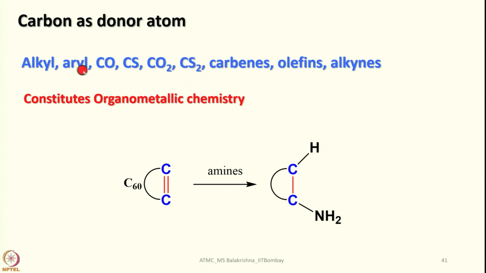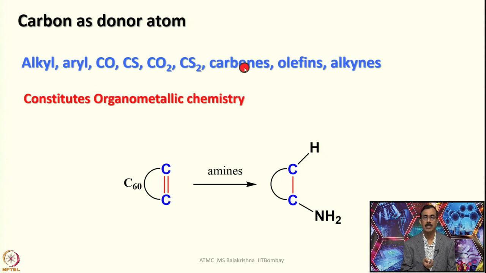And as I mentioned, a systematic study of all these ligands and more constitutes what we call organometallic chemistry. But nevertheless, here also let us look briefly into the reactivity and some chemistry related to carbon donor atoms. And this is called the fullerene C60 molecule. You know that this one can be treated with amines to do addition reactions, very similar to what we do with isolated olefins. For example, you treat with ammonia, you can get amines, you can make them this way.